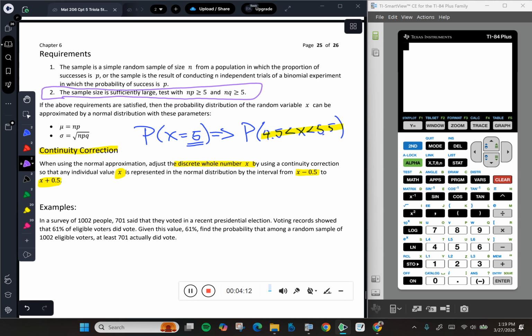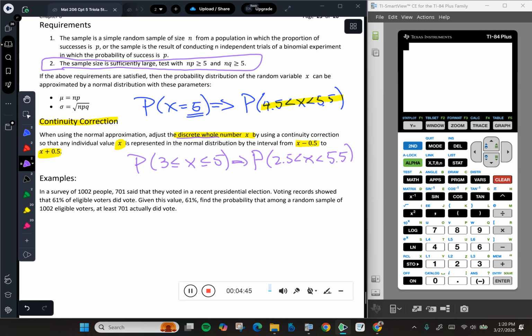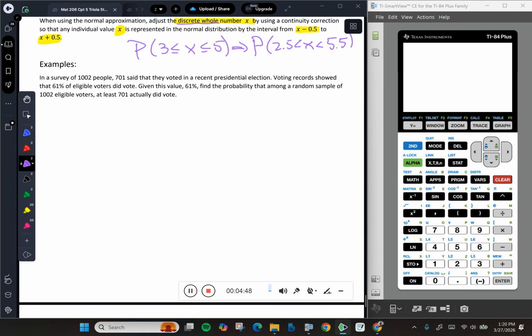Right? If I had something more complicated, like if I was trying to find the probability that 3 is less than or equal to x, which is less than or equal to 5, when I convert that, that 3 is going to turn into a 2.5, and that 5 turns into a 5.5. Right? So the lower always goes down by half a unit, the upper goes up by half a unit. And this is because discretes are being modeled by continuous distributions, and so we have to convert discretes into continuous. Okay? Let's take a look at an example and see what we can come up with.